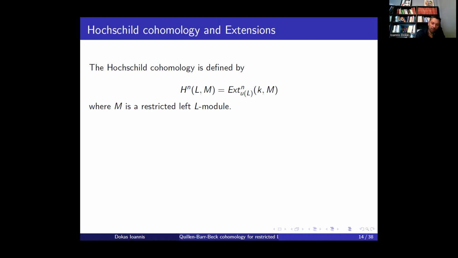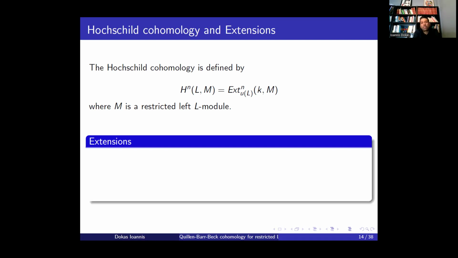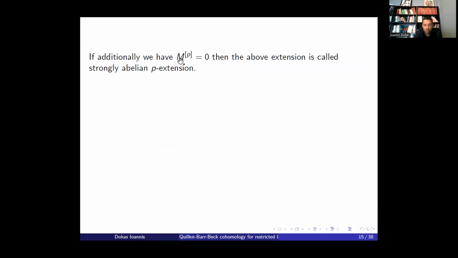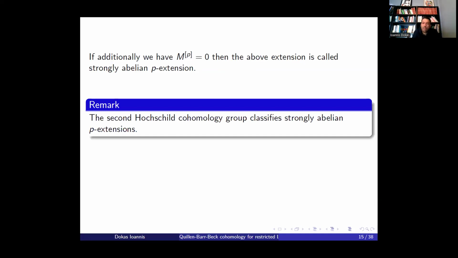Now, let me pass to extensions. So this cohomology theory is related with the notion of extension. A short exact sequence of restricted Lie algebras like this is called an abelian p-extension if the kernel here is abelian. If additionally the p-map on the kernel is 0, then the above extension is called a strongly abelian extension. And now we have the following observation that the Hochschild cohomology classifies strongly abelian p-extensions. Particularly, the second Hochschild cohomology group classifies strongly abelian p-extensions.